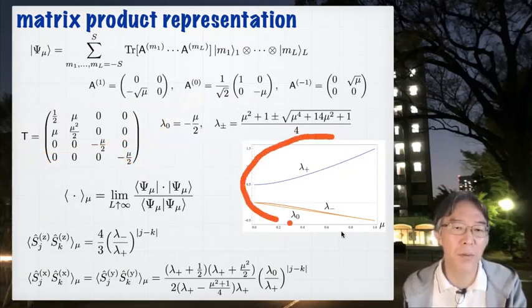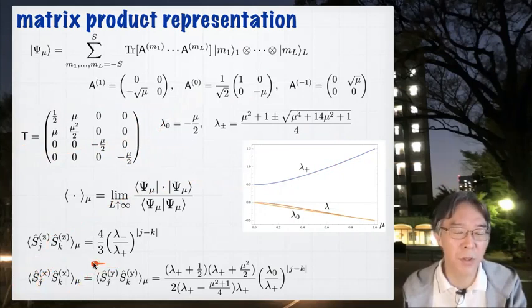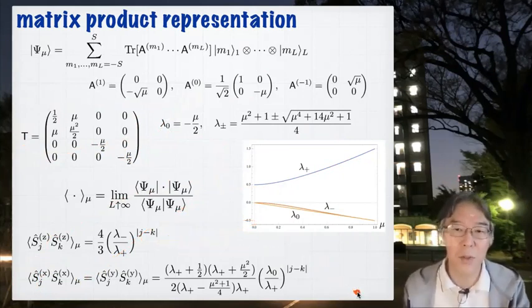Okay, here's the graph of eigenvalues. And Daisuke did all these calculations. And these 2-point correlation functions are explicitly written in terms of these eigenvalues. And both of them decay exponentially in distance. Okay, so this is a disordered state.